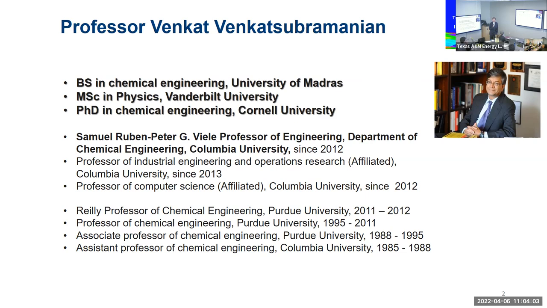He started his career at Columbia. Then he moved to Purdue, where he was very well known for many years and established himself as a powerhouse in process systems engineering, and then moved back to Columbia University in 2013. It sounds like yesterday. And there he is now the Samuel Ruben-Peter G. Viele Professor of Engineering in the Department of Chemical Engineering, and he's affiliated with Industrial Engineering and Computer Science.